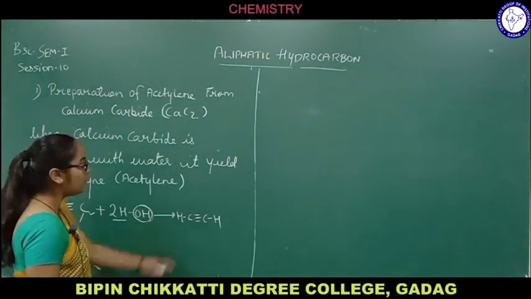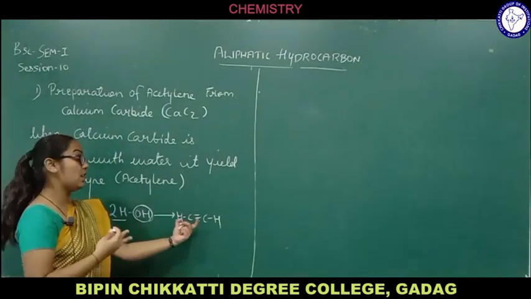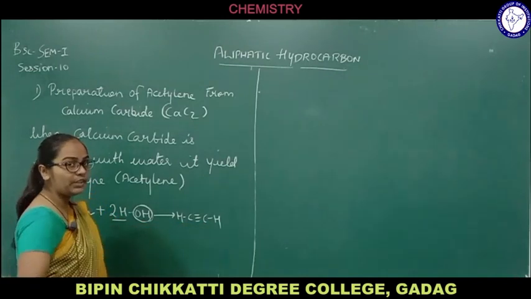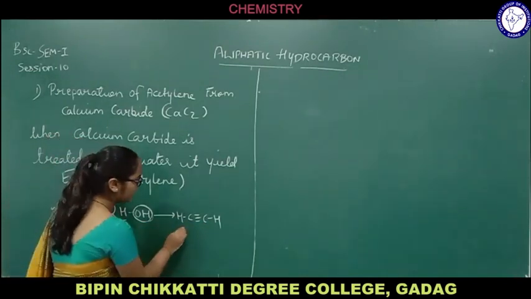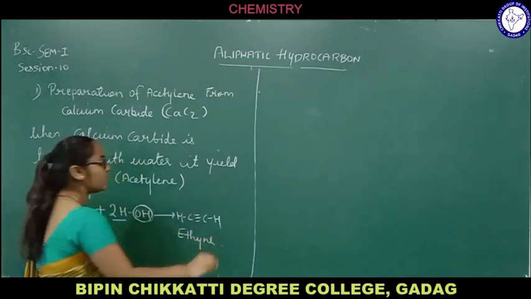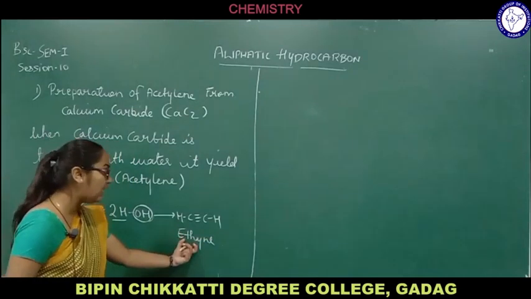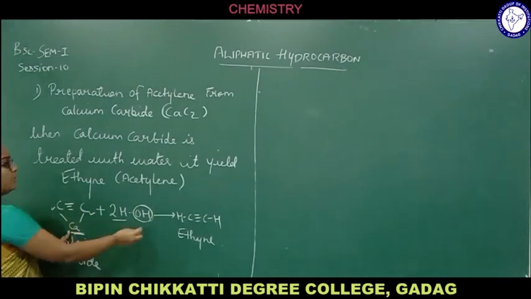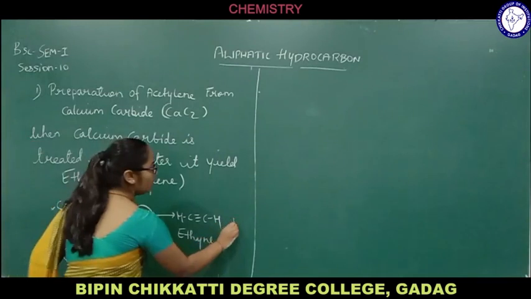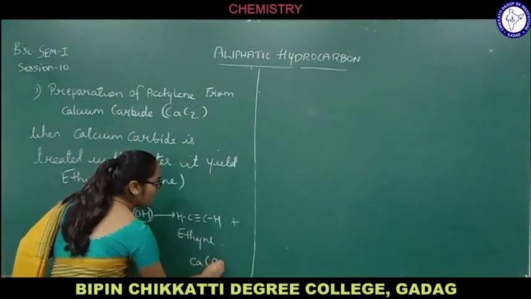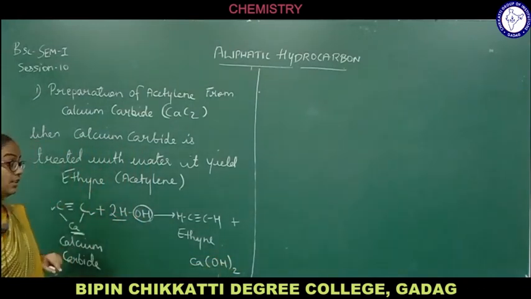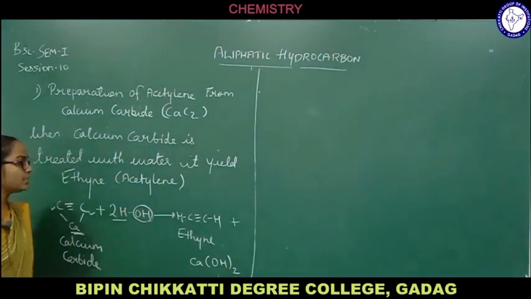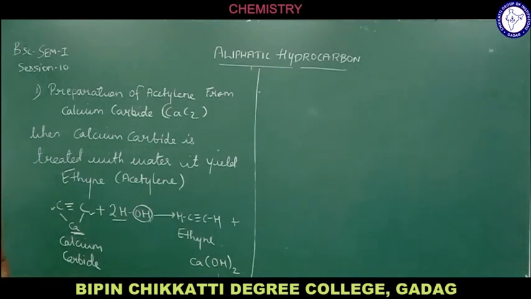CH triple bond CH. What is the meaning of this? The structural formula I had written, what is its name? Here 2 carbons are there, so the 2-carbon alkyne is nothing but ethyne. This is how you prepare ethyne, when the 2 carbons attach to the 2 hydrogens, and the calcium combines with the hydroxyl groups to form a byproduct called calcium hydroxide, Ca(OH)2, where I write the 2 as a subscript. This is how the reaction takes place.